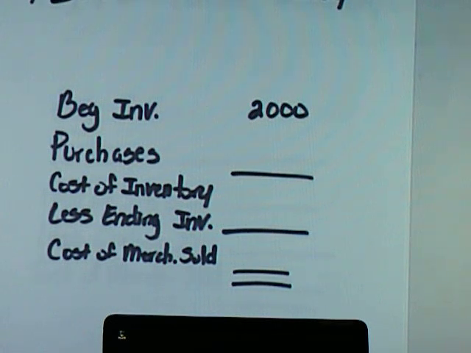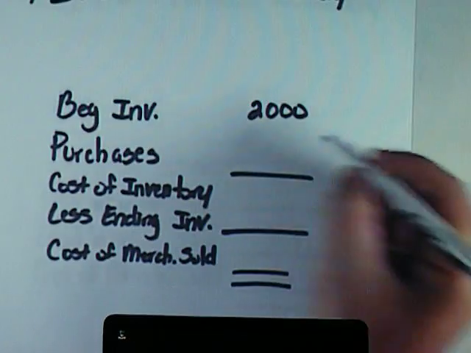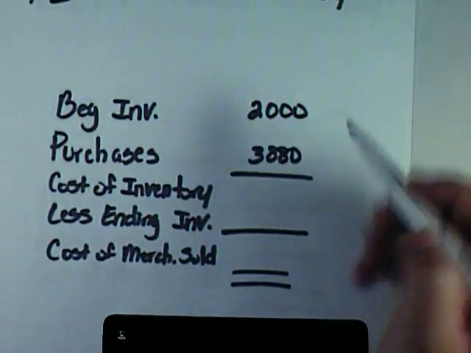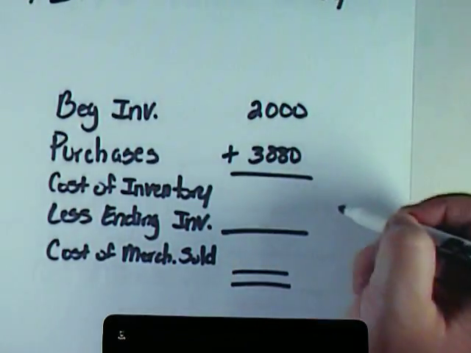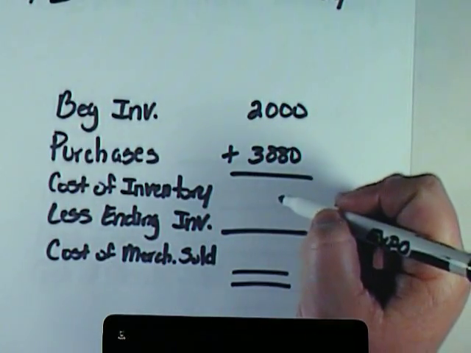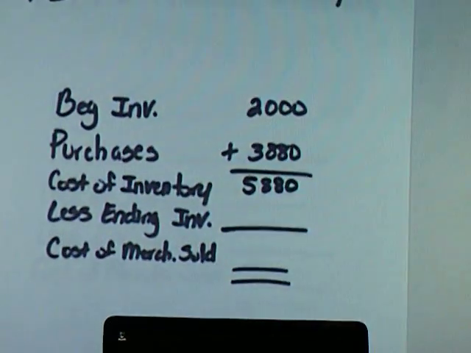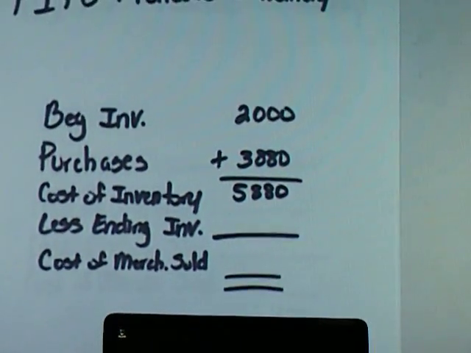Later on, we bought and sold, bought and sold. We had two sets of purchases. One purchase cost us $1,680, another purchase cost us $2,200, and I'm going to add those two together to give myself a total purchase amount of $3,880. I'm going to add these two together to give myself total cost of inventory, and this is going to be $5,880. Total cost of inventory, $5,880.